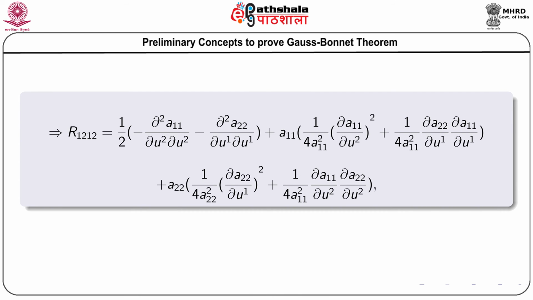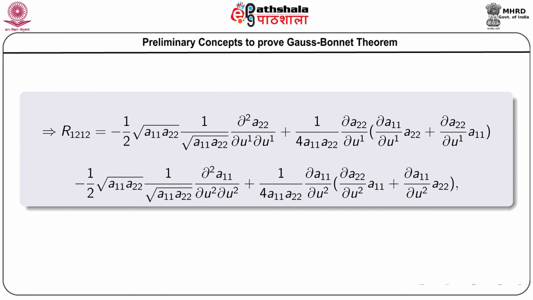And simplifying the above expression, we get R1212 equals, again the first portion is the same. The second portion we simplify and it comes to A11 within the first bracket 1 by 4 A11 square, and again del A11 by del U2 whole square plus 1 by 4 A11 square del A22 del U1 del A11 del U1, the bracket closed, and again similarly for A22 has the same type of factor. Again simplifying this, we get a very big expression for R1212, this expression.